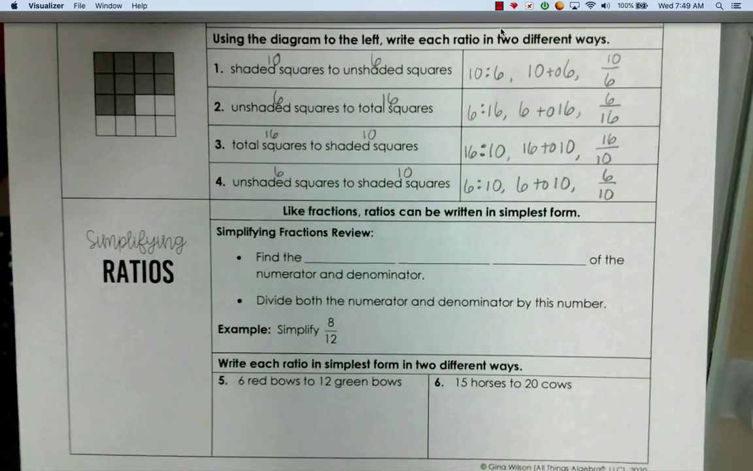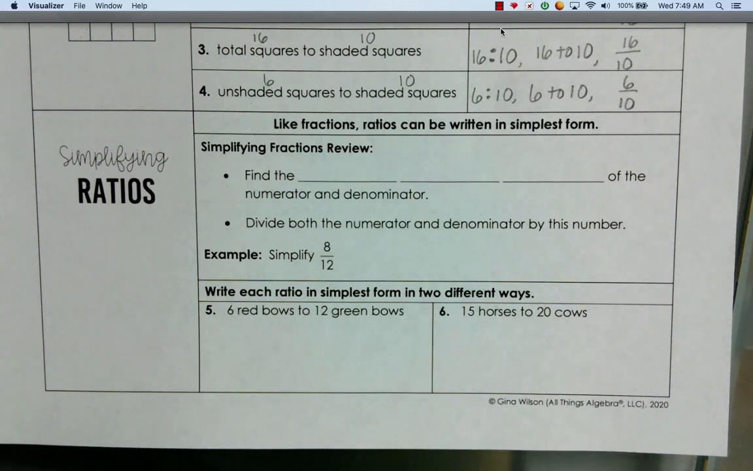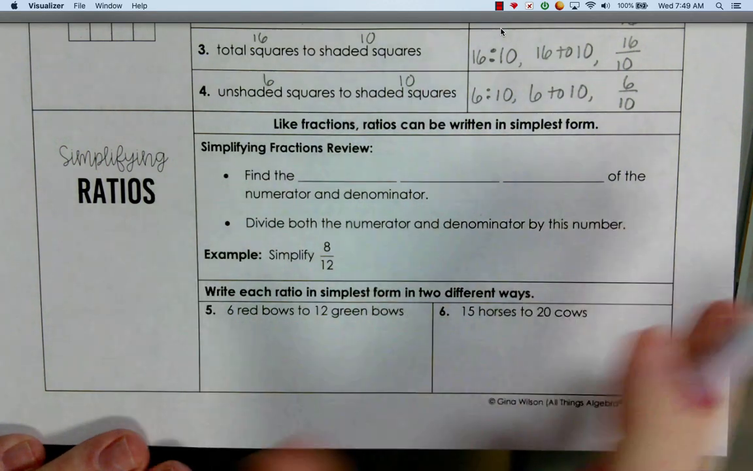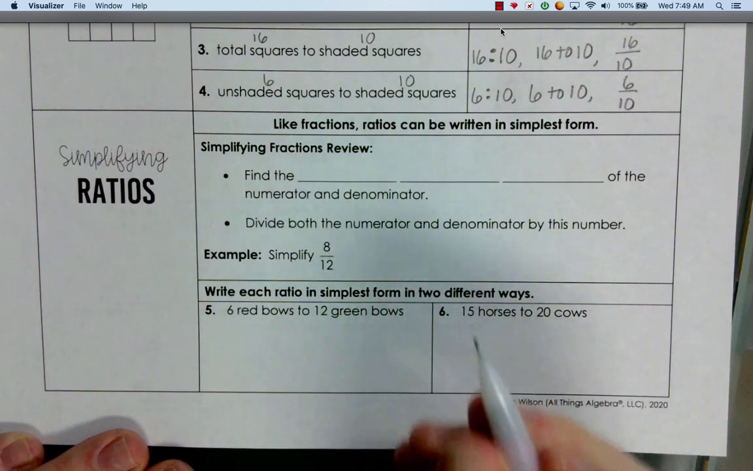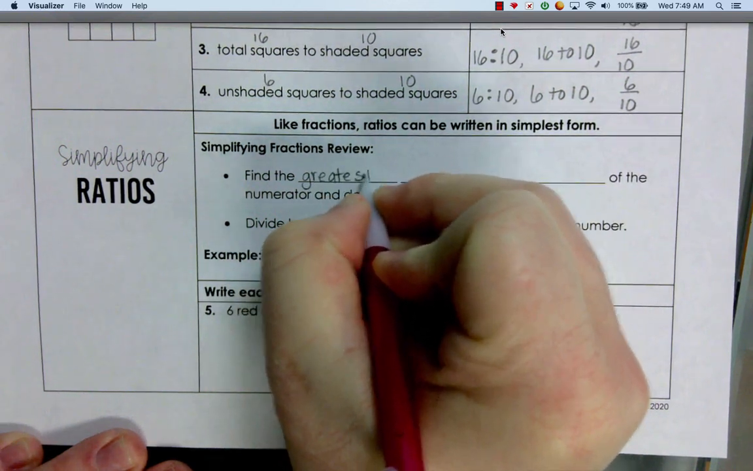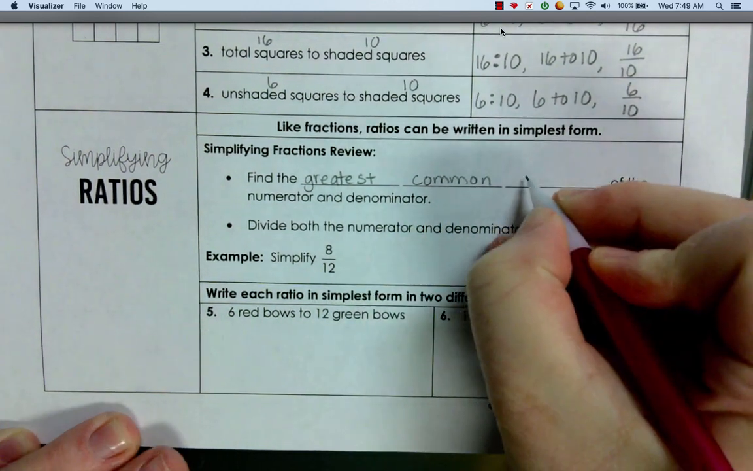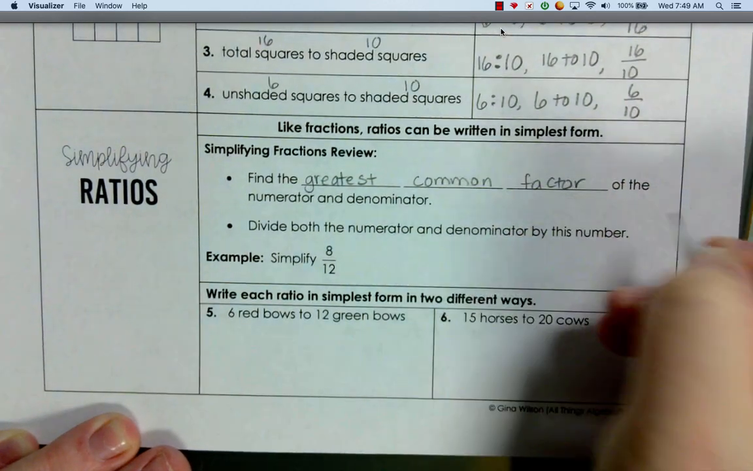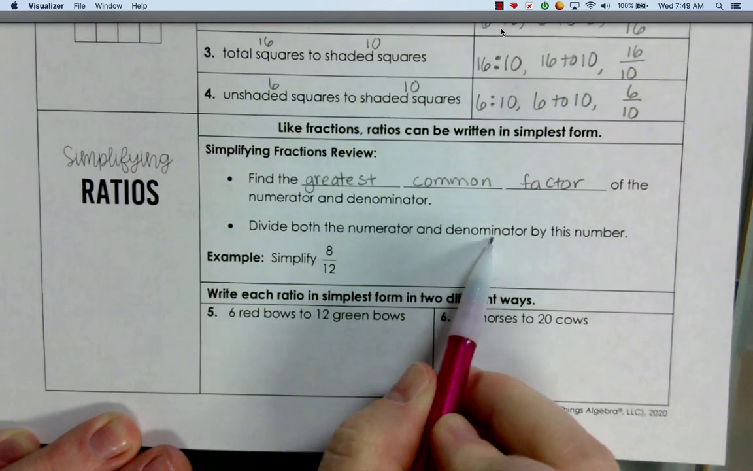So now we've written them. Now we're going to simplify ratios. Remember way back in the beginning when we did greatest common factor, and I said it was going to haunt us? It's going to haunt us. Okay? But it says like fractions, ratios can be written in simplest form. So you need to find the greatest common factor of the numerator and denominator. Divide both the numerator and denominator by this number.